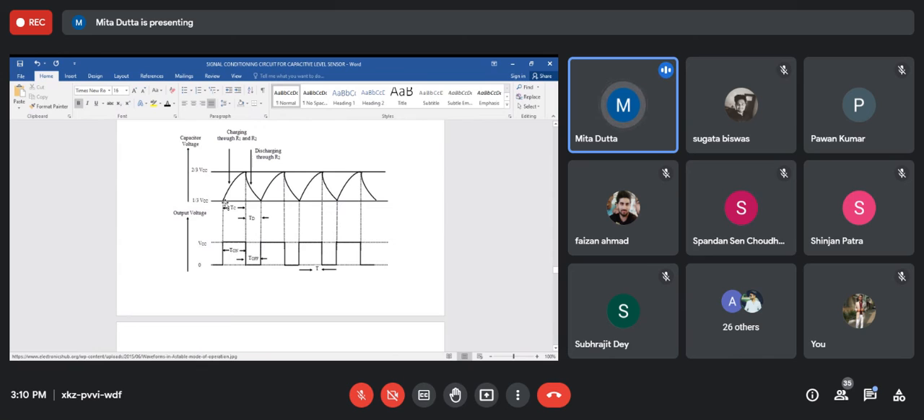When the capacitor voltage is less than 1/3 VCC, which is less than 2 volt, then the capacitor will charge through R1, R2 and C. And when it is greater than 2/3 VCC, it will discharge through R2 and C.